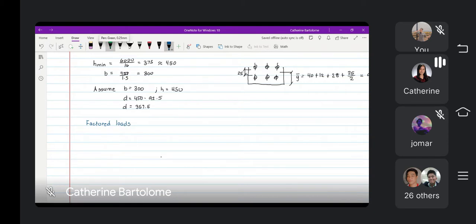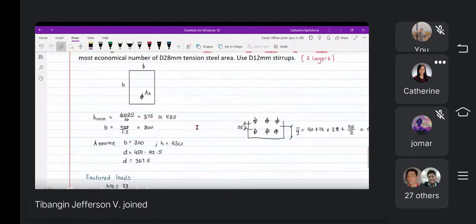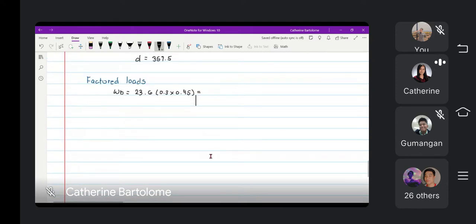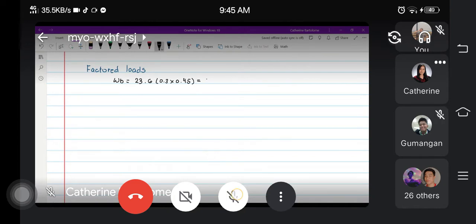Okay, so the value of your dead load is 25 kilonewton per meter in addition to its own weight. So we have to determine the weight of your beam. What did you use, 23.5 or 24? 0.6, ma'am. Okay, 0.6 times 0.3 by 0.45. So kindly compute. 3.19 kilonewton per meter. So your total dead load is equal to 25 plus your 3.19 weight of beam.